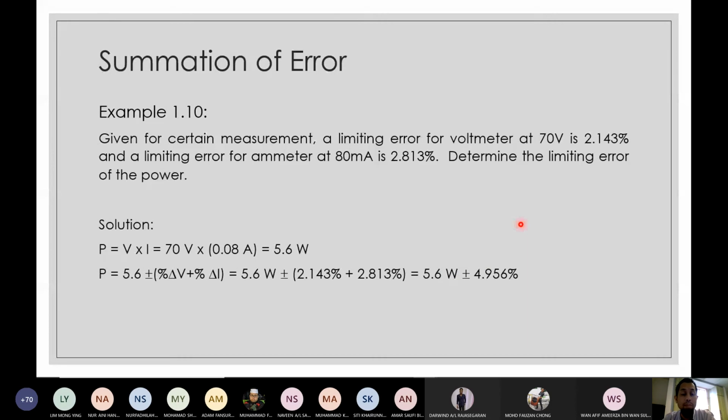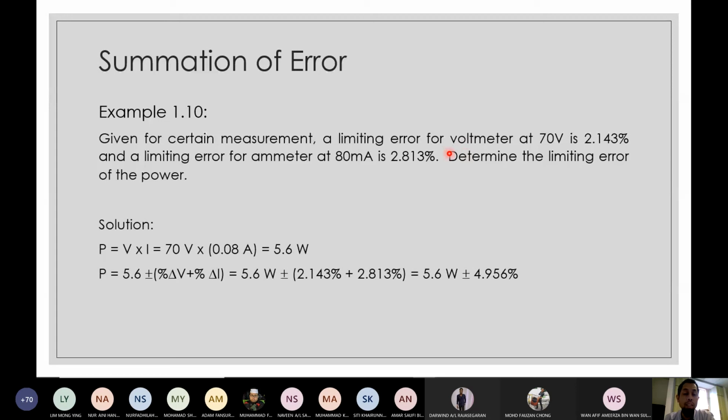Okay, given for a certain measurement, a limiting error for a voltmeter at 70 volts is 2.143%, and the limiting error for an ammeter is 2.813% for 80 milliamps. So determine the limiting error of power. Now, for you to solve this, you need to understand about power. So you need to know this equation: P equals V multiplied by I. Power is equal to voltage multiplied by current. So we have 70 volts multiplied by 80 milliamps, which is 0.08 amps. So we get 5.6 watts.